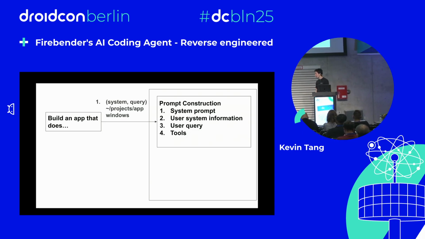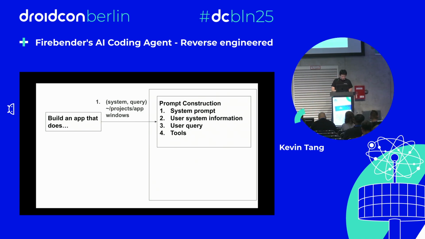So for the initial prompt construction, we have a system prompt at the top that says things like, you're a senior software engineer, you're helping this user who is a senior software engineer, so be very concise. It sets up personas. Then number 2 and 3 are the things about the user system, like I just mentioned, and 4 are tools. It's pretty simple.